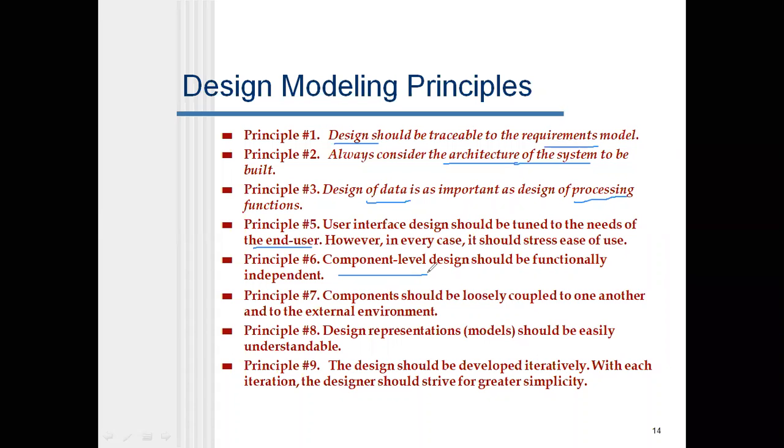If both systems are working independently, like that your design should be. If you are developing component-based working, each and every component should be independent, right? Each and every component should be independent. So like that you should put some designs.